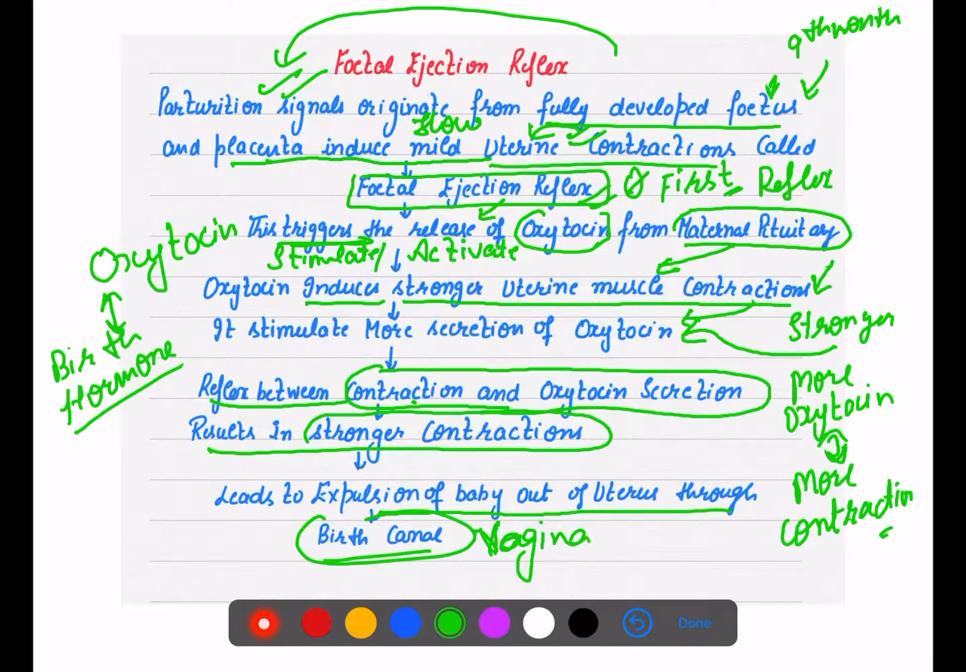I hope this flow chart is clear to you, that signals arise from the fetus once it is fully developed. Contractions start in the uterus, which is called the fetal ejection reflex, and these start producing the hormone which is your oxytocin, and then more and more stronger contraction, and finally expulsion of the baby from the birth canal.